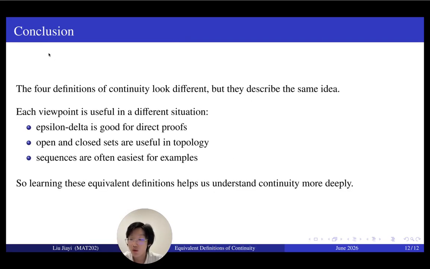And here is my conclusion. The four definitions of continuity look different, but they describe the same mathematical idea. The epsilon delta definition is useful for direct proofs. The open set and closed set definitions are important for topology. The sequential definition is often the easiest one to use in examples. So learning the sequential definition helps us understand continuity more deeply.